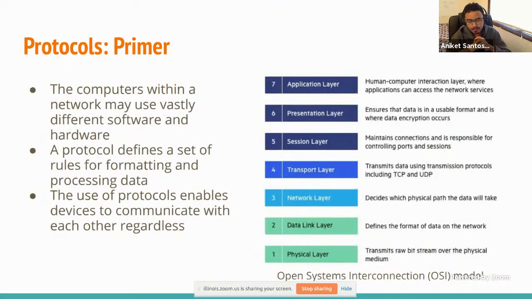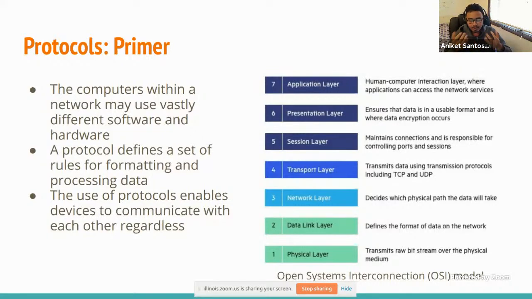Before we get into the protocols specific to IoT, I'll give some primer about what protocols are in general and how they work in computer networks. Computers within a network, let's say you have your laptops at your home connected to a central router, may use vastly different software and hardware. To provide a simple example, you have your laptop as well as your phone connected to your local home router. These are completely different devices with different computational capabilities and different memory requirements. And still, they are able to talk with each other with complete ease.